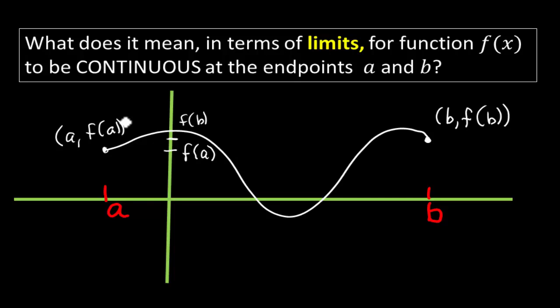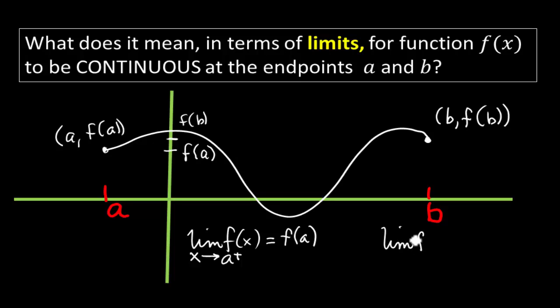Now, the function f is continuous at its left endpoint if the limit of f of x as x approaches A from the right equals f of A. All the values are coming from the right, and you see that the function values approach f of A. And then on the other side, at the right endpoint, the function is continuous if the limit of f of x, this time as x approaches B from the left, equals f of B. Because we're at the right-hand endpoint, all the x's are coming in from the left, and then the y values approach f of B.